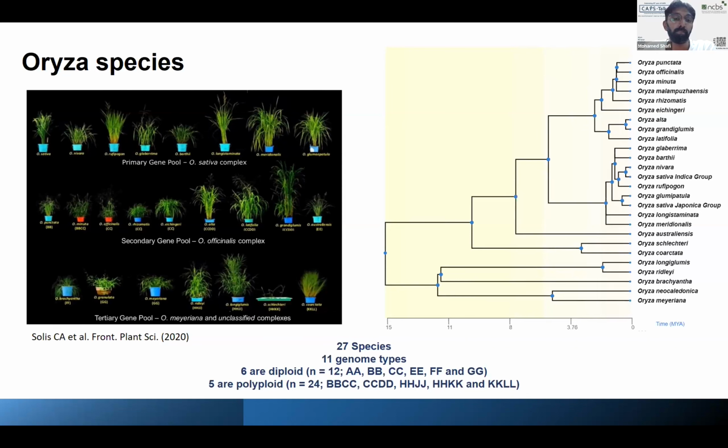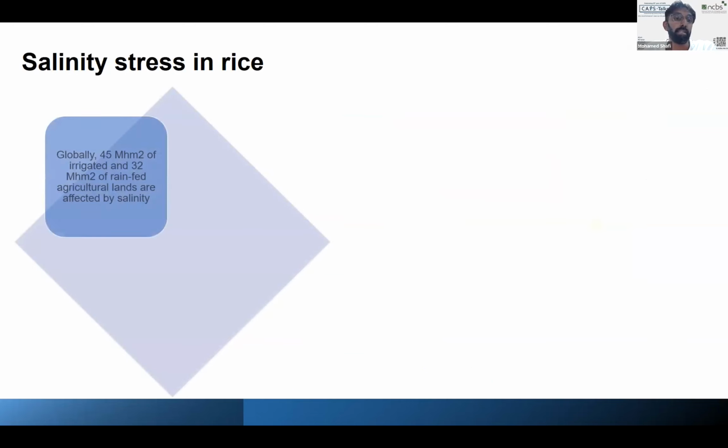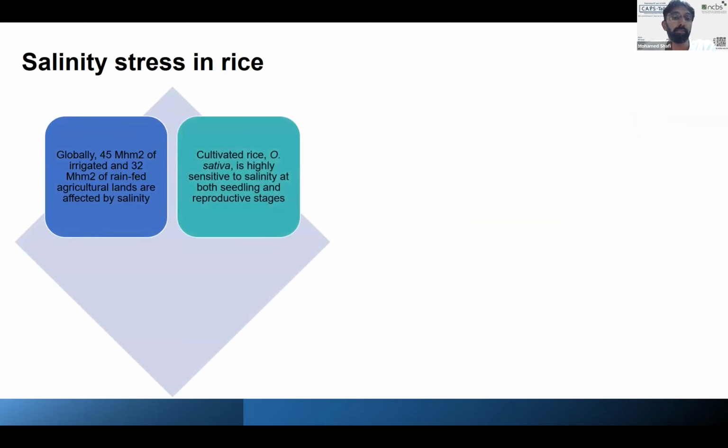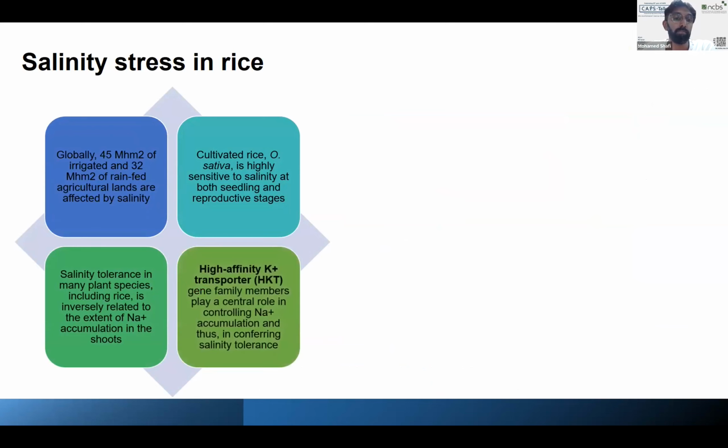As 6 are diploid genotypes and 5 are polyploid genotypes. Now, salinity stress in rice. We know salinity stress affects crops worldwide, and cultivated rice, that is Oryza sativa, is highly sensitive to salinity stress, and it will affect both seedling and reproductive stages. And this salinity stress is mostly due to the excess accumulation of sodium ions in the shoots of this plant.